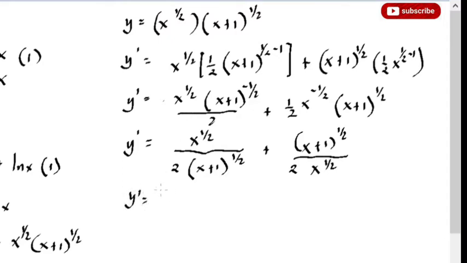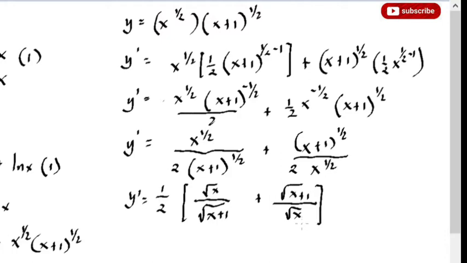So, y prime is equal to 1/2. Yan. Sa taas is square root of x over square root of x plus 1 plus square root of x plus 1 over square root of x. Ayan. Pagkatapos, i-simplify natin, pagsamahin natin. Diba, i-cross natin yan, multiply din natin dito. So, fraction lang yan. So, 1/2 therefore is equal to, ano to, square root of x times square root of x, of course, that is x. Plus, ano to, square root of x plus 1 multiplied by square root of x plus 1, of course, that is x plus 1.